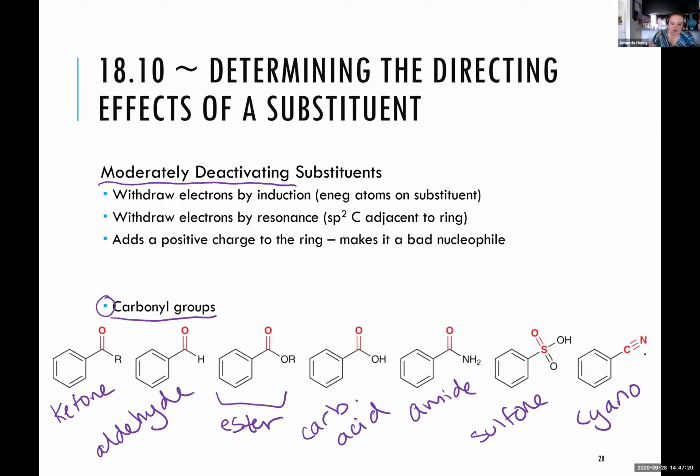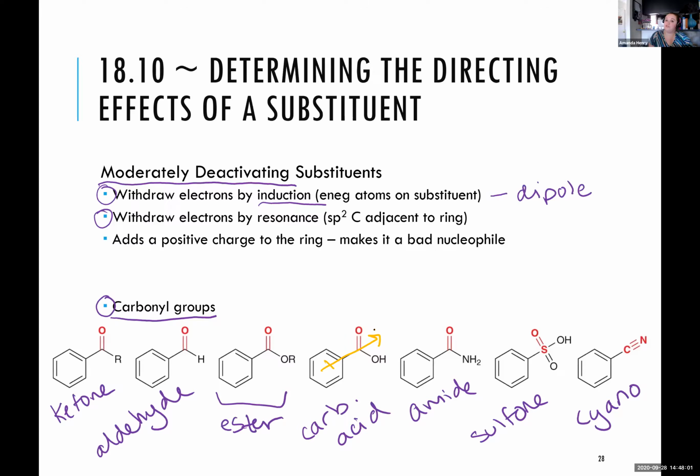So again, they do withdraw electrons, and they can withdraw electrons two different ways. They can do it by induction. Again, this is the dipole moment thing. We have electronegative atoms, so we could draw a dipole moment going towards the oxygens, nitrogen, sulfurs, whatever it happens to be, going from the ring towards that substituent. So the electrons are being withdrawn through the induction force because we have that difference in electronegativity.